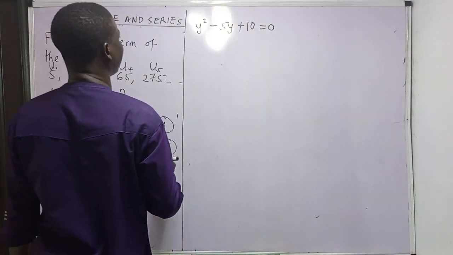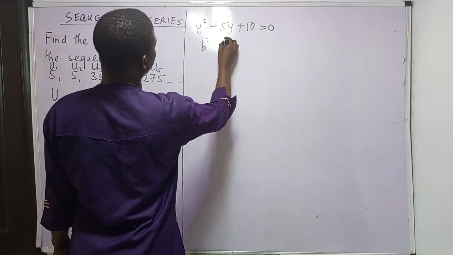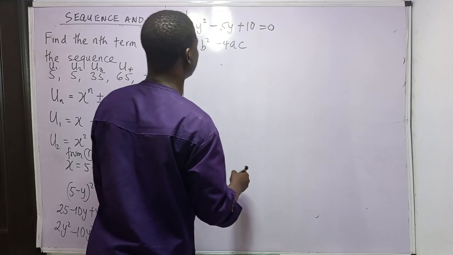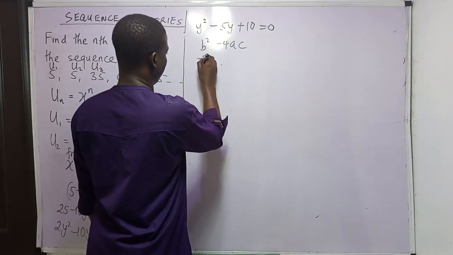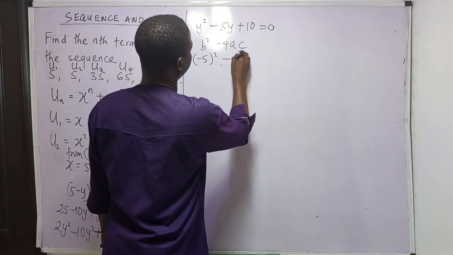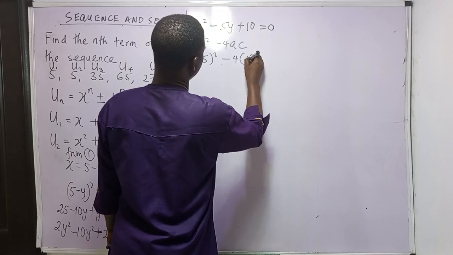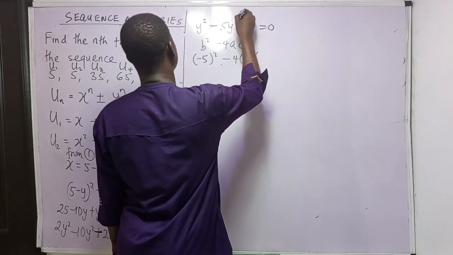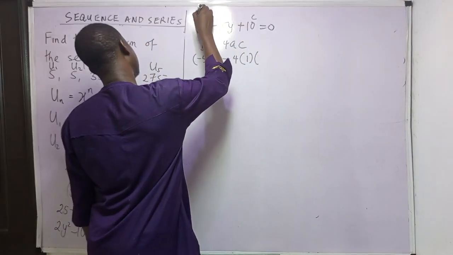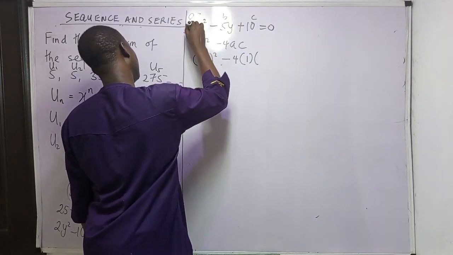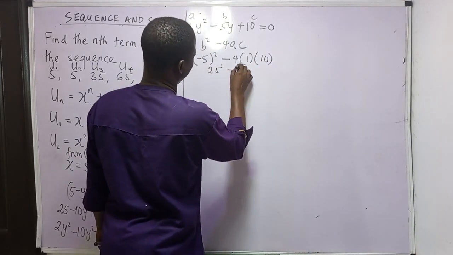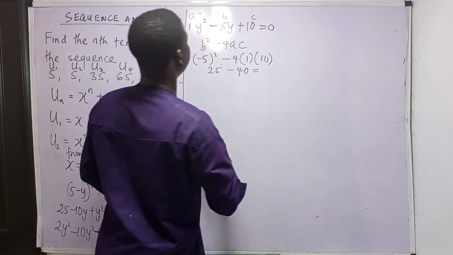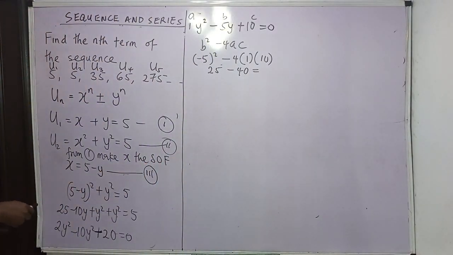Now, let's check whether this question is solvable, using b squared minus 4ac, the discriminant, to know the nature of the quadratic we are having. b is minus 5, a is 1, c is 10. So we would have 25 minus 40. That means this equation will lead us to a complex number, so our trial for the first one will not work.